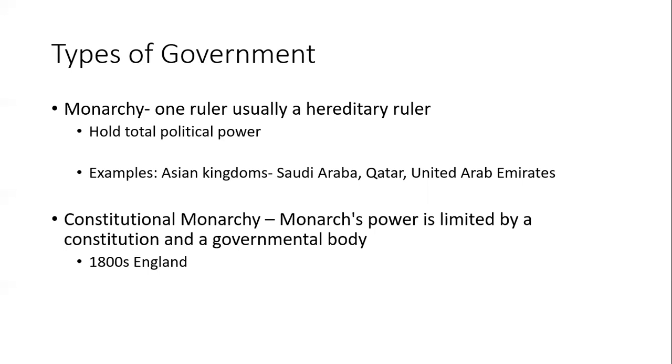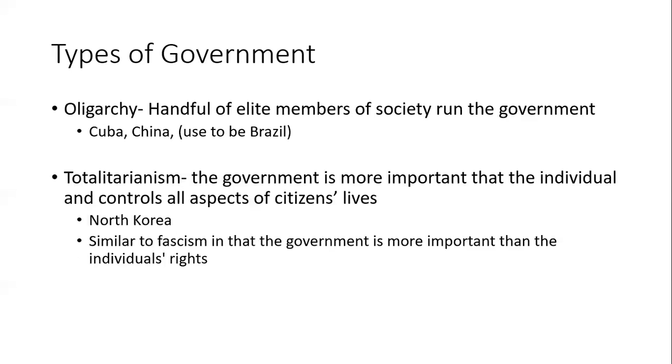You also have constitutional monarchies where the king or queen has some power, but they're limited by constitution or by a governing body. Examples of that would be like 1700s England, 1800s England, in which the king and queen are limited by parliament. You guys are probably familiar with that from your history classes in high school.